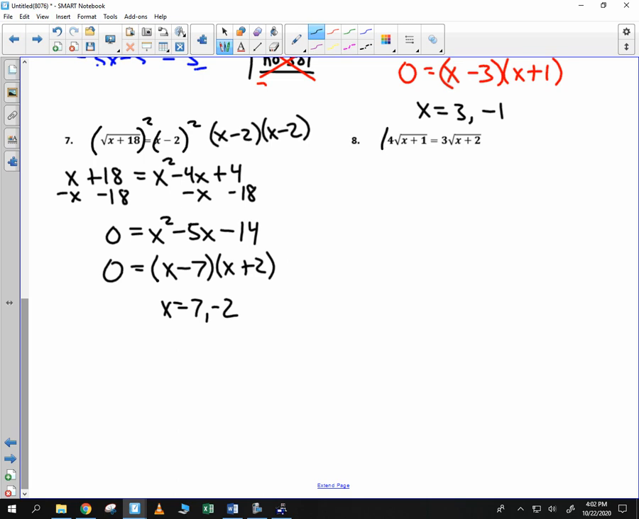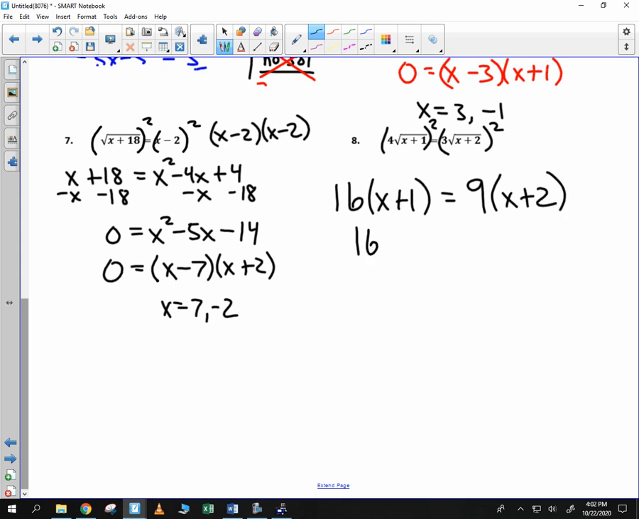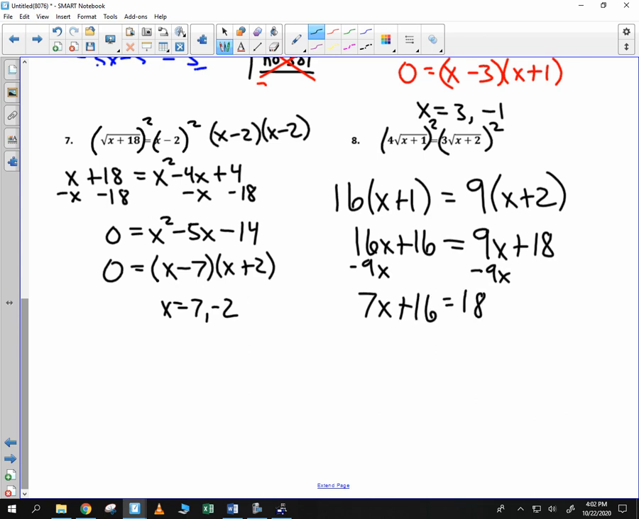Final problem. Don't worry about the 4 and the 3. We'll square it. 4 squared is 16. And when you square root the rest, it gets rid of the square root, leaving you with x plus 1. Square root of the 3, we get 9. And square the square root, we get x plus 2. We can solve that. That's 16x plus 16 equals 9x plus 18. Subtract the 9x. And we get 7x plus 16 is equal to 18. Subtract the 16, and we get 7x is equal to 2. Divide by 7, x is 2/7.